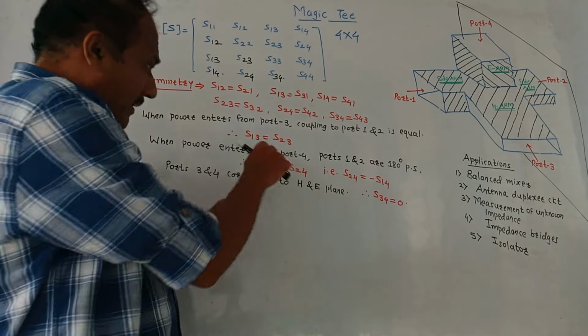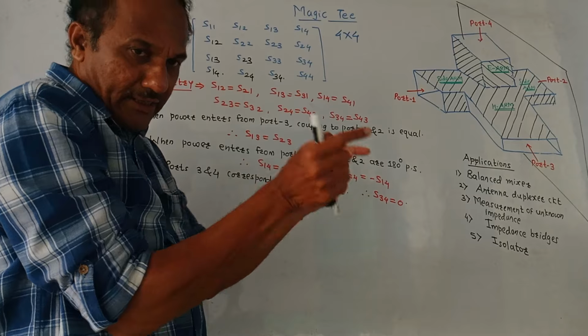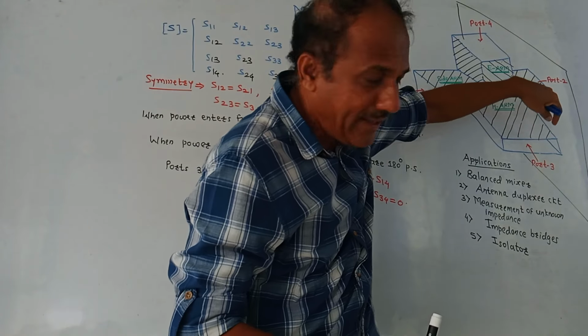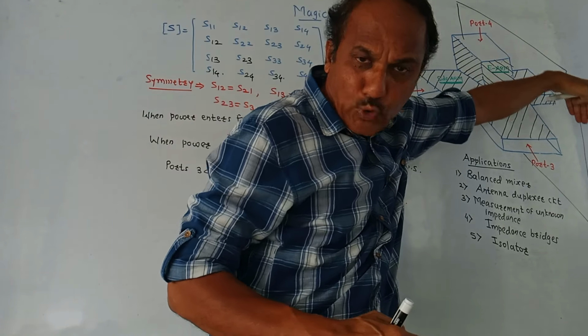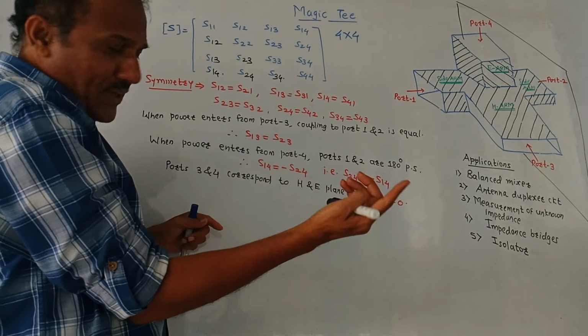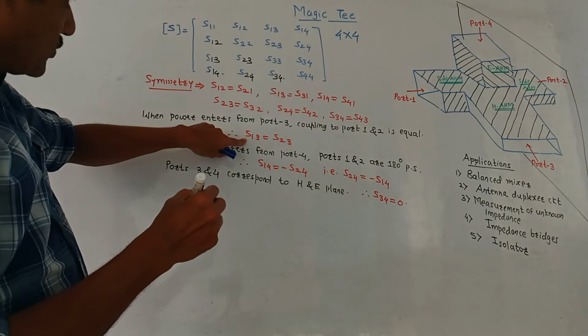Make it more simple. S13 is related to port 1 and 3. S23 is related to port 2 and 3. जैसे मैंने बताया पोर्ट 3 को हम लोग पावर अप्लाई करेंगे तो पोर्ट 1 और पोर्ट 2 से आउटपुट पावर आ जाएगा, but there is no phase shift. So S13 is same as S23. Let us make use of this condition.